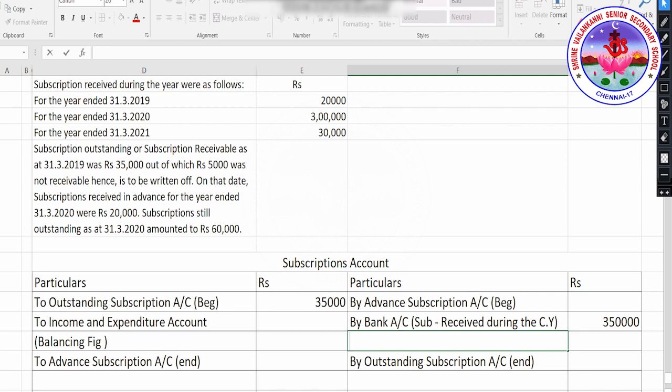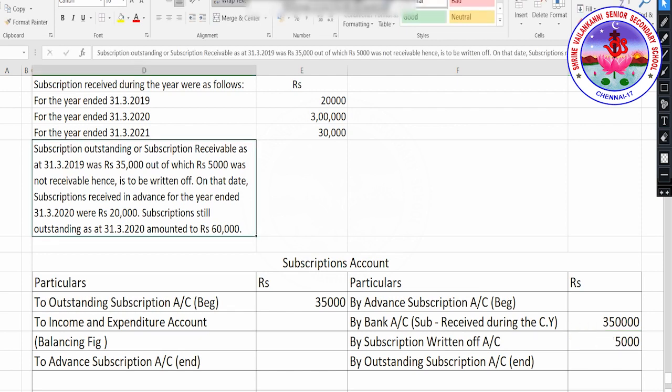If it is received, we are writing it on the debit side. If it is to be written off, we need to write it here. So by subscription written off account. Okay, so subscription written off account is how much? 5,000. Then on that date, subscription received in advance for the year ended 31/3/2020.